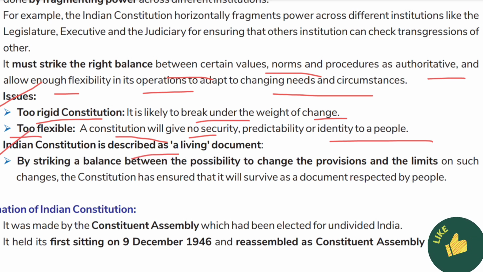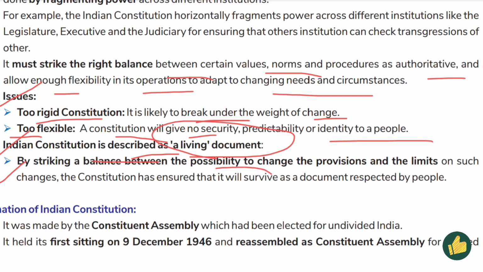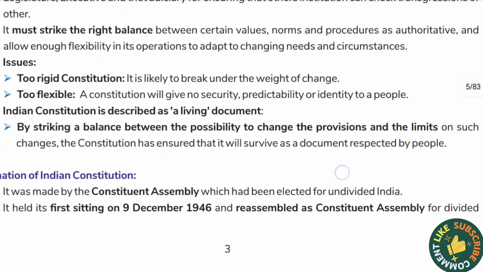The Indian constitution is described as a living document. Why? By striking a balance between the possibility to change the provisions and the limits on such changes, the constitution has ensured that it will survive as a document respected by people.